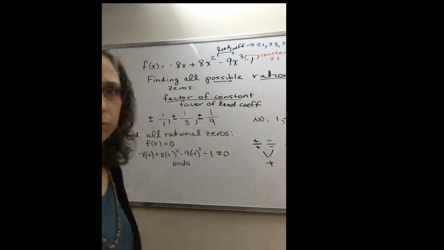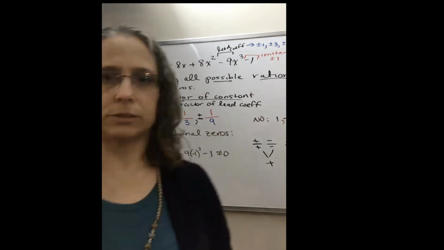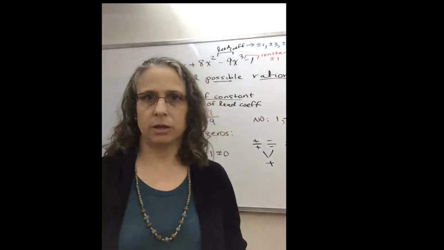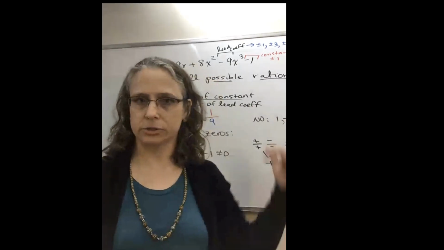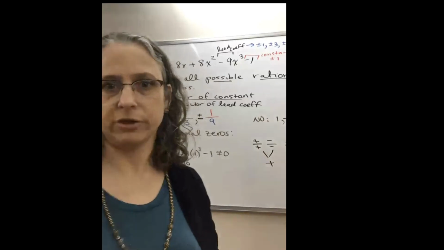And you could just go through and check all 6 options and see if any of them work. So that would be one way to find all of the possible rational zeros. It would just be to go through your list and check them all and see if you get 0 or not.